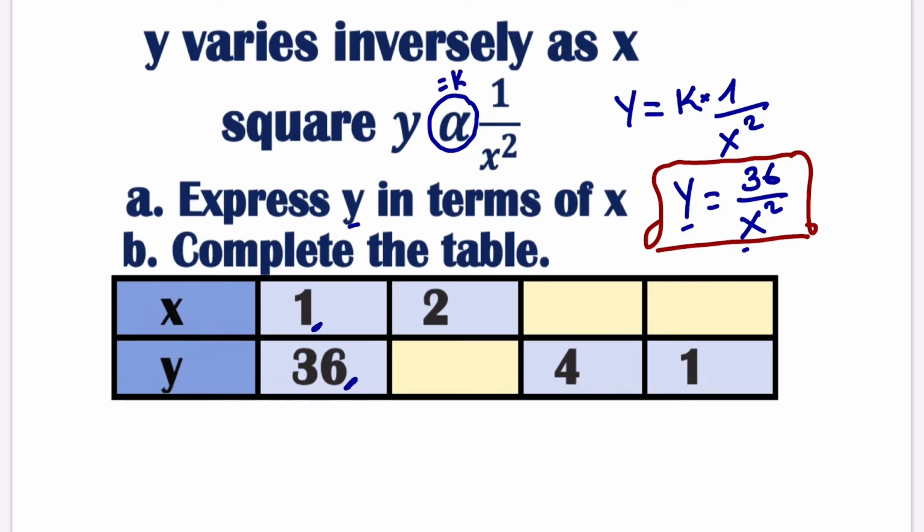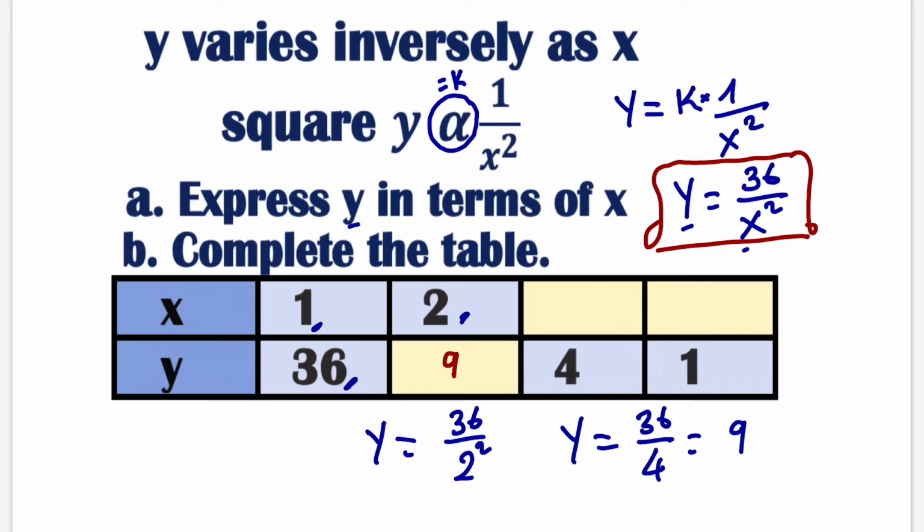Here we have been given x, so x is equal to 2. We are going to plug in x here so that we can get the value of y. So we have our formula, y equals 36 over 2 squared, because x is 2. So y will be equal to 36 over 4, since 2 squared is 4. If we divide 36 by 4, we get 9. So when x is 2, y is 9.